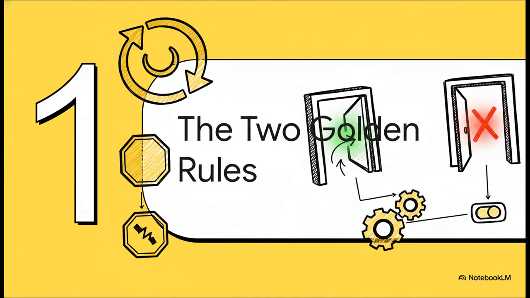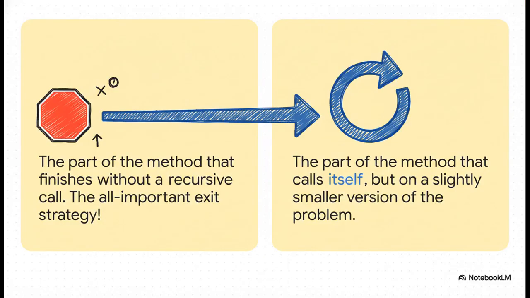Okay, but wait. This whole calling itself thing sounds a little dangerous, doesn't it? Like it could just go on forever? And you're right, it could. So for recursion to work safely without setting your computer on fire, it has to follow two golden rules. These are non-negotiable. Every single recursive function is built from two key ingredients.